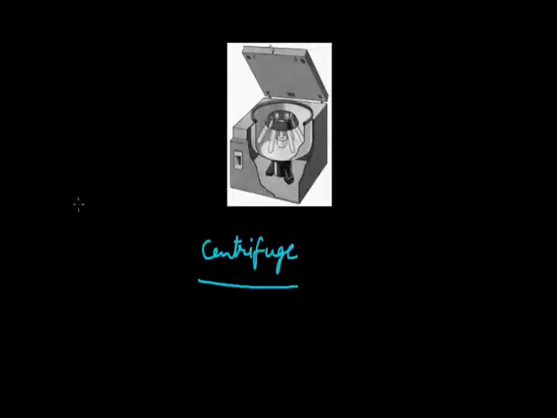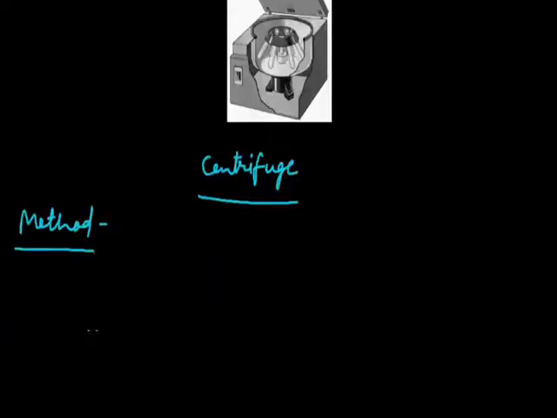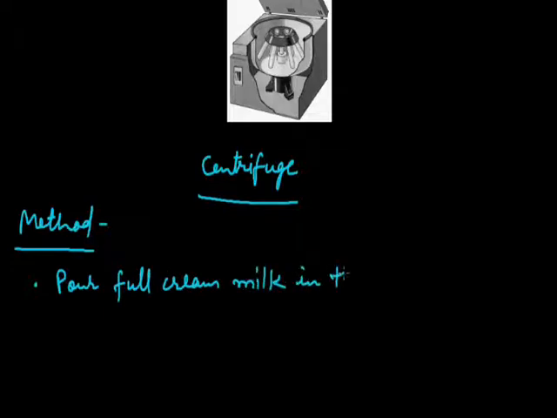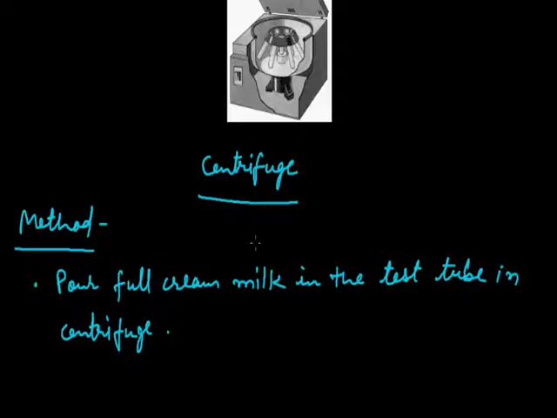I will discuss the method to separate cream from milk. Pour full cream milk in a test tube in the centrifuge. The milk is poured into the test tube shown here in the centrifuge device. Then the lid of the centrifuge is shut and current is switched on.